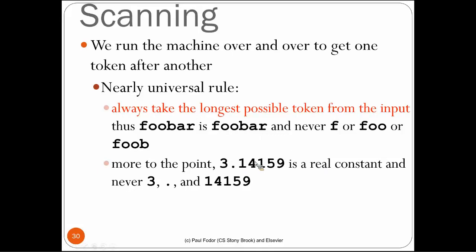Similarly, for instance, for 3.14159, an approximation of pi, it's a real constant. We don't stop after 3 announcing that we found an int, and then recognize a real number that starts with a period. No, we actually parse the entire thing at once, and we return that this is a real constant, 3.14159.